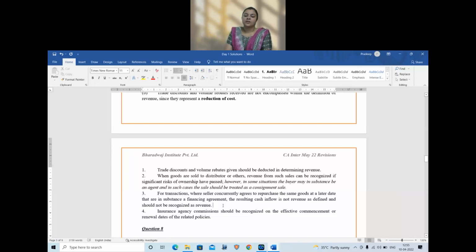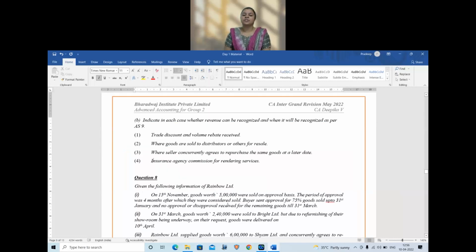Right? For such transactions, when the seller concurrently agrees to repurchase at a later date, they are in substance a financing agreement or a leasing agreement. A sale and repurchase will generally amount to a leasing agreement or financing agreement. Okay? The resulting cash flow is not to be recognized as revenue as per AS9. If you want to find out what is the actual revenue, we will go as per AS19. Okay, but we are not worried about AS9 here. Right? Okay.